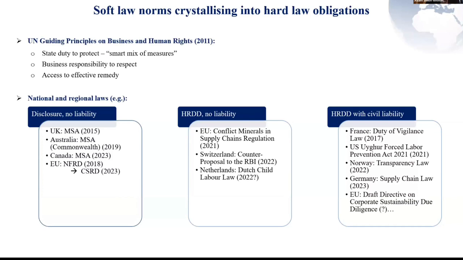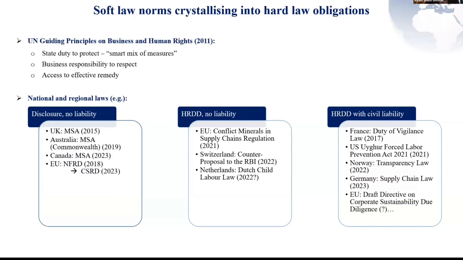Thirdly, the pillar of access to effective remedy. Now, the UNGPs say that this is partly the responsibility of the state, but also partly the responsibility of companies to ensure that any individual who has a right which has been undermined, or in the words of the guiding principles, adversely affected or impacted, then those individuals or those groups of people should be able to get remedy for that violation.